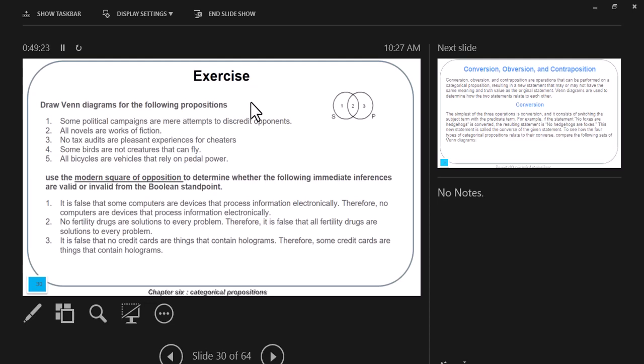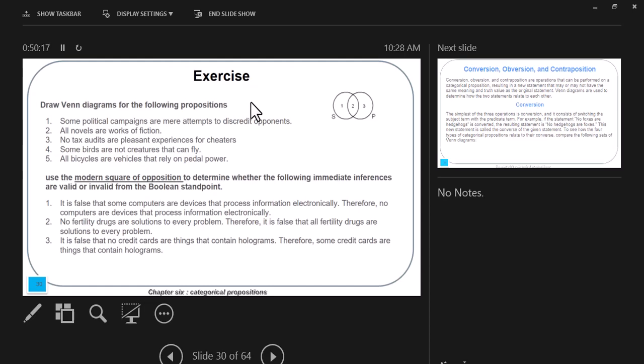Number 2: all novels are works of fiction. Number 1, shading or asterisk, shading, correct. Yes, number 3: no tax audits are pleasant experiences for cheaters. Number 3, shading or asterisk? Shading, incorrect. One more chance. No tax audits are pleasant experiences for cheaters. All right, okay, I'll come to you later on.